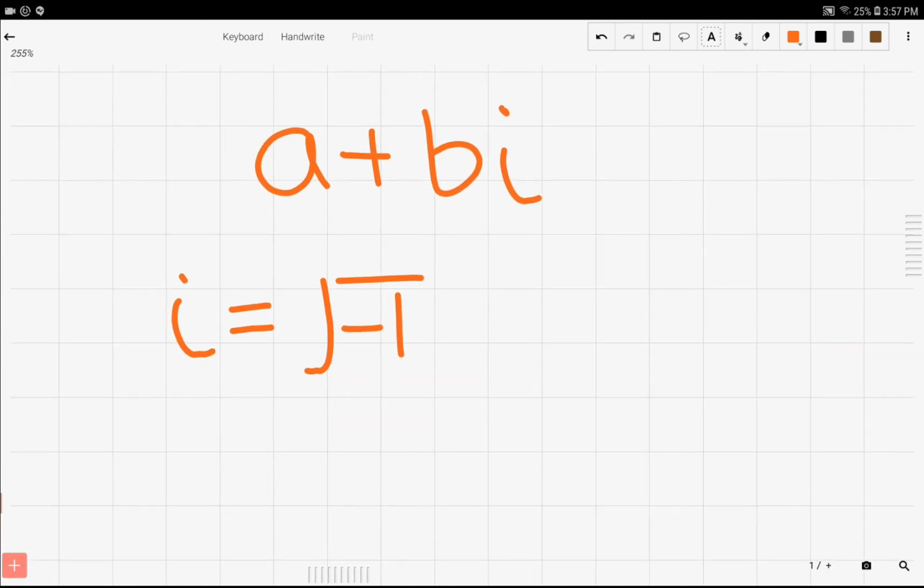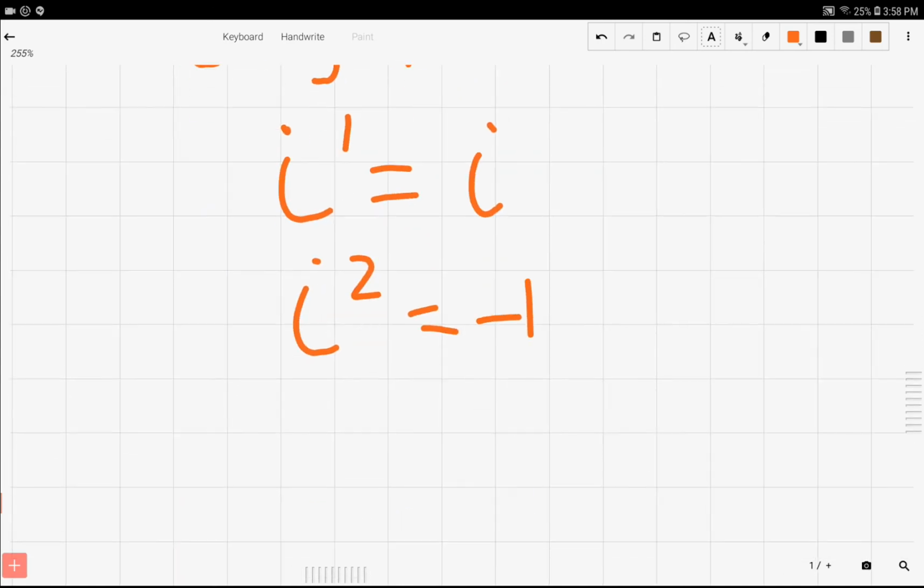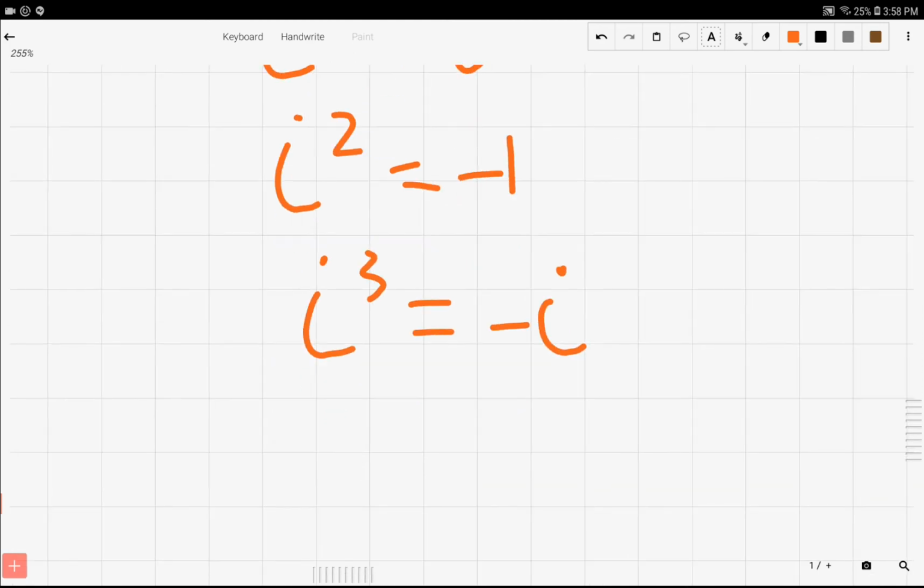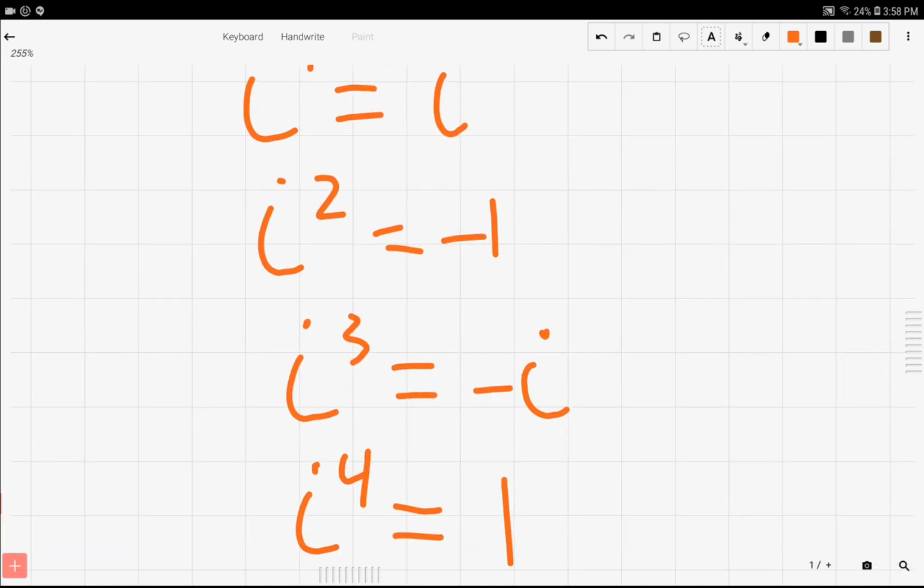And what we'll see is if we take the powers of i, i to the 1 is equal to i, i squared is equal to -1, as we defined earlier, because the square root of -1 is just i, i cubed is -i, and i to the 4th power is 1. So that's pretty interesting. We can see that the powers of i repeat.